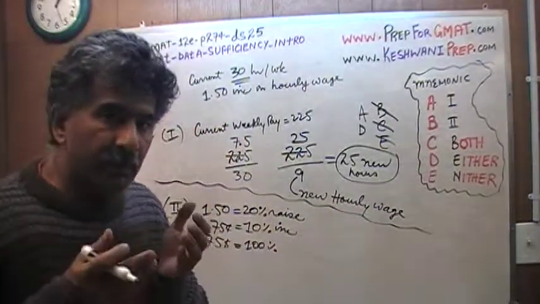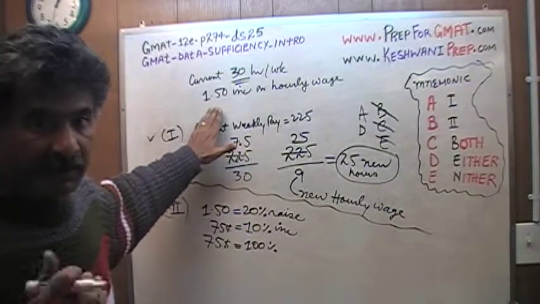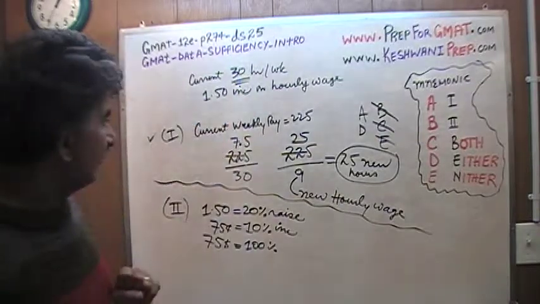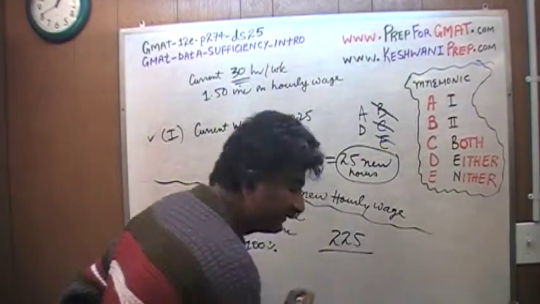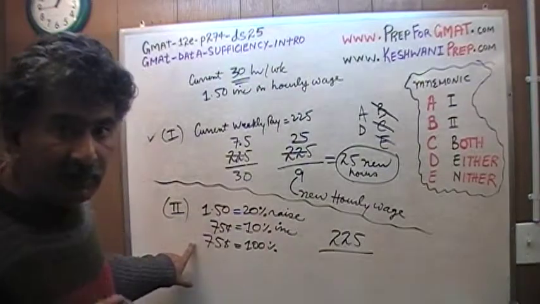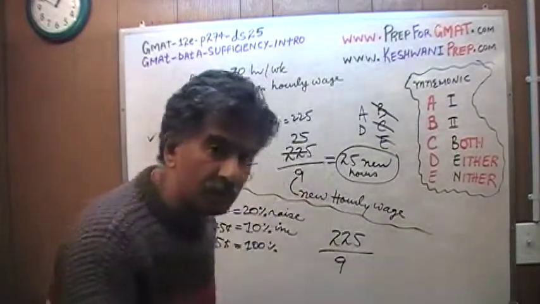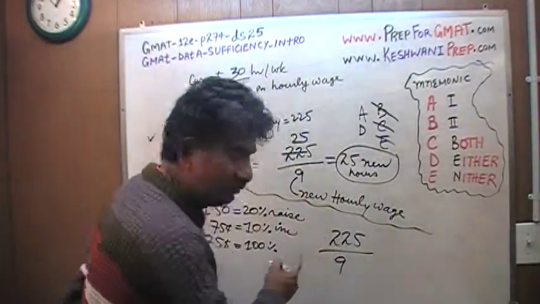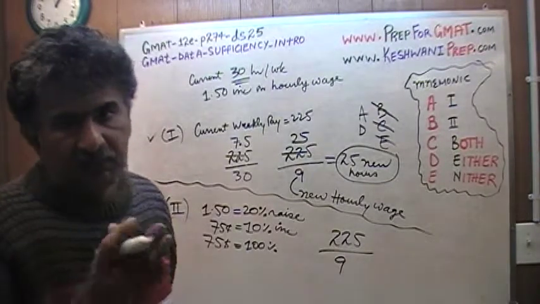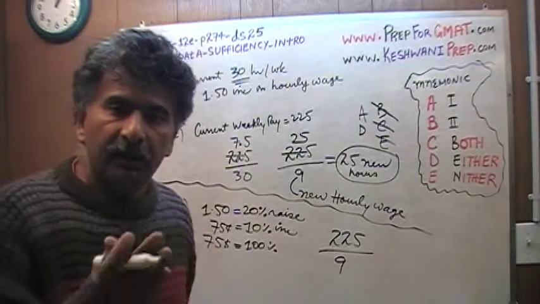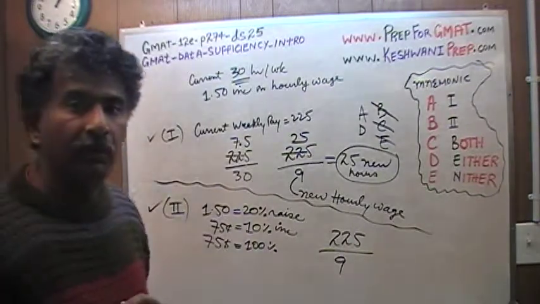And if I know that she's making $7.50 now, and she's getting a raise, her new hourly wage would be $9. And if she wants to make the same amount of money as before, $225, dividing this by this will tell me how many hours she needs to work with the new hourly wage. And once I have that, I subtract it from the old number of hours she's working, and that will tell us how many fewer hours she needs to work. That's all. So the second statement by itself is also sufficient.